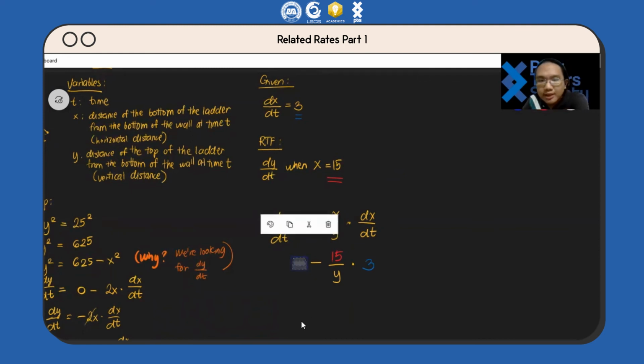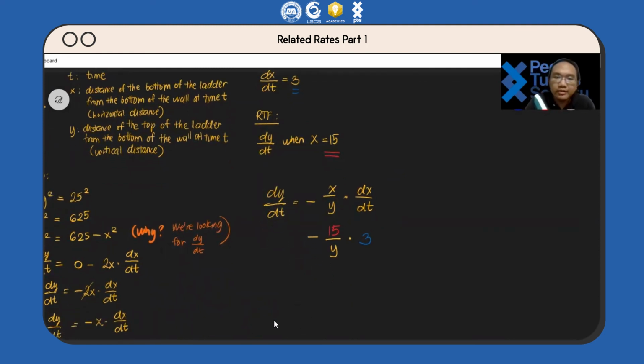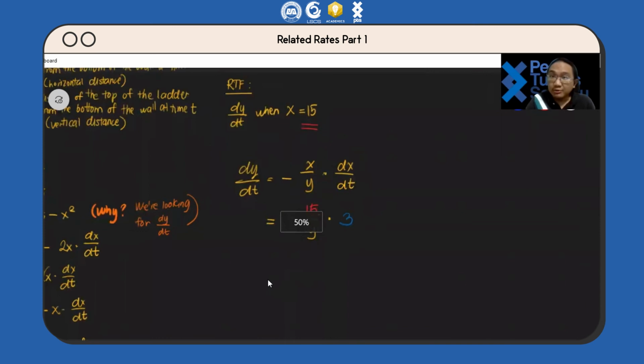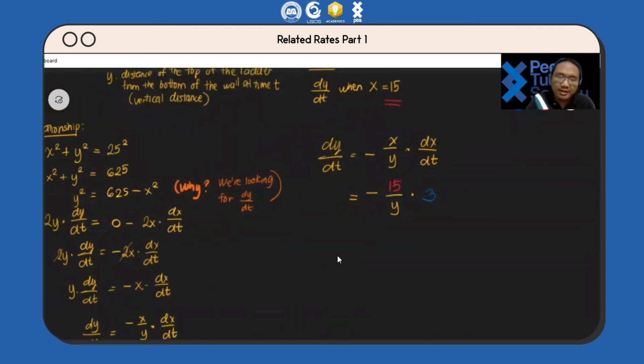3. Here we have a little bit of a conundrum. How do we solve for the value of y? We don't know y. Okay, maybe we need to take a step back and try to see. Going back to our relationship, x squared plus y squared is equal to, so let's have it here, using a white pen. So x squared plus y squared is equal to 625. Well, when x is equal to 15, what will be the value of y squared?